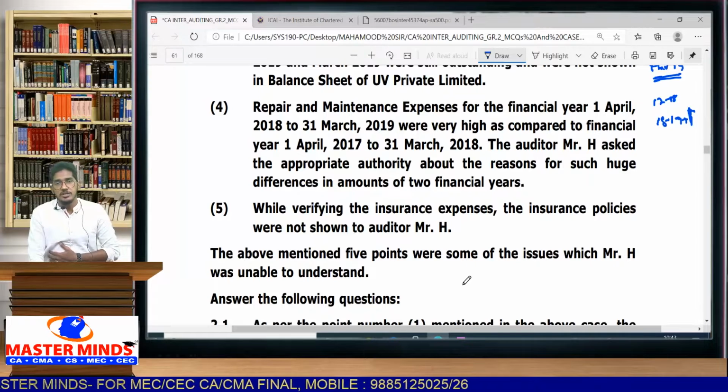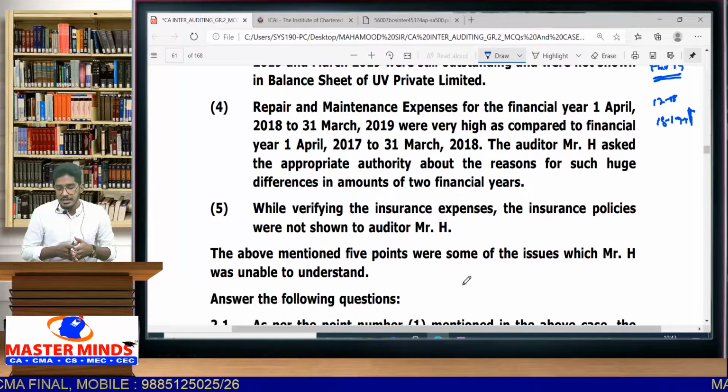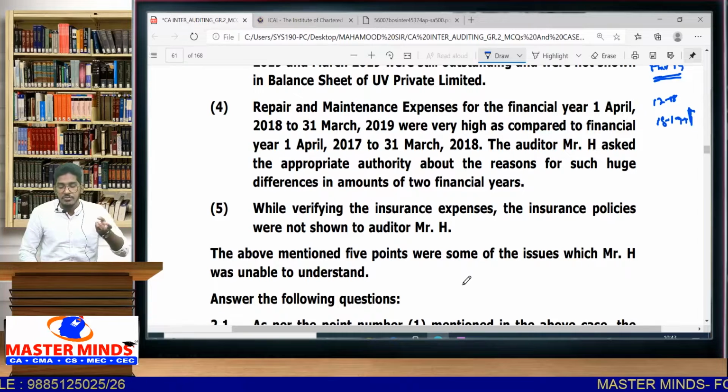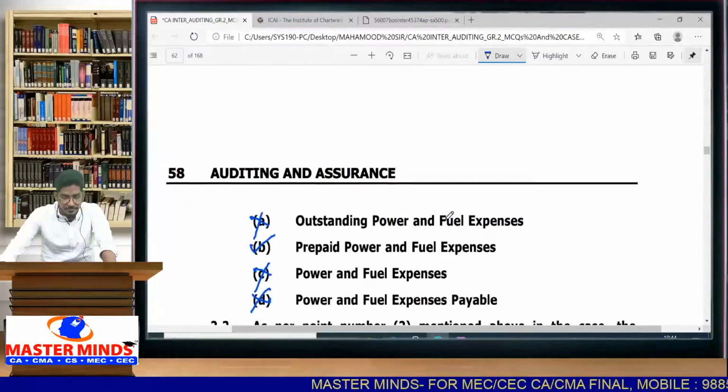If the insurance policy is there, that will give you a better quality of evidence. That will give you appropriate evidence whether genuinely the company has paid insurance expenses or not. That is a better evidence you will have when you verify insurance policies, when insurance policies are available. Now, what is the question there? But they are not providing you insurance policies. Now, let us see what is the question they are asking relating to this point number 5.